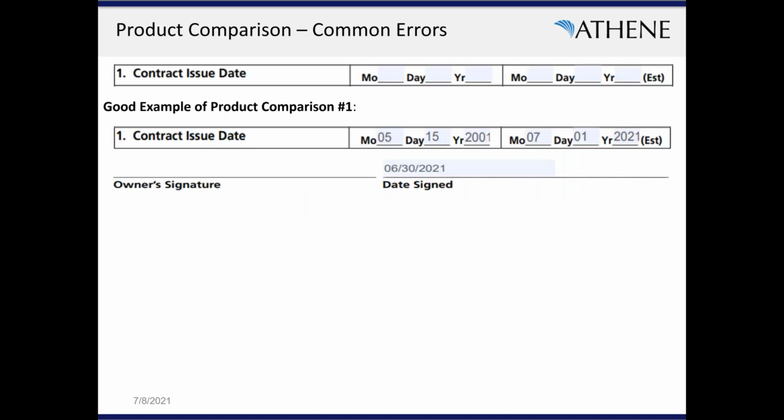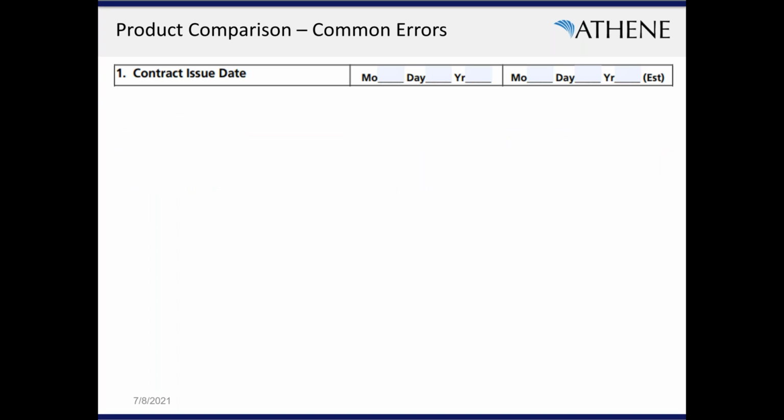So going on to the product comparison from the suitability form. Now we're on to the product comparison form, and we want to go through some of the common errors. Now, this one may seem kind of small, but it is one that we're starting to see quite a trend of coming in recently. So question 1 on the product comparison worksheet asks for the contract issue date. The left-hand side is the contract being replaced, and the right-hand side is the proposed contract with Athene.